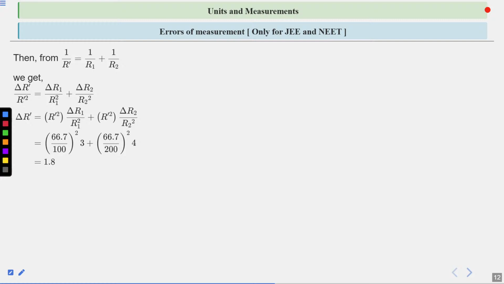So we get delta R prime divided by R prime square is equal to delta R1 divided by R1 square plus delta R2 divided by R2 square. So delta R prime is what? When we multiply R prime square with this term, we get R prime square into delta R1 divided by R1 square plus R prime square into delta R2 divided by R2 square. So we know the values of all given terms: R prime, delta R1, R1. Just substitute the values.